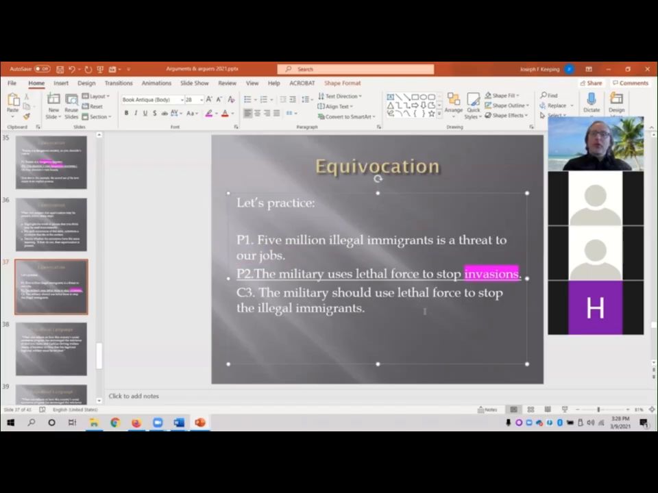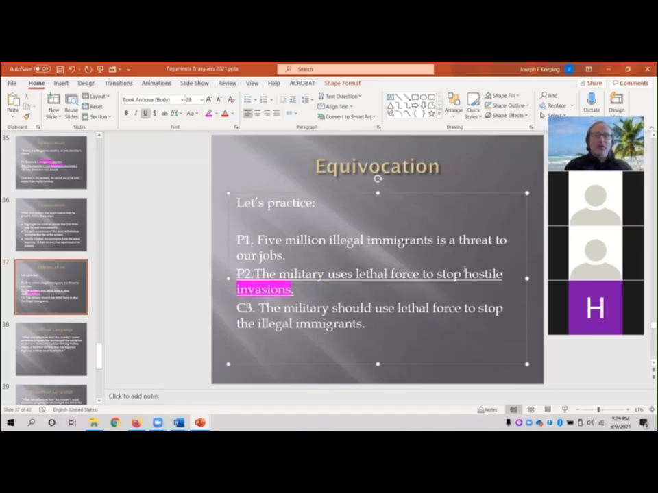Okay, the military uses lethal force to stop invasions. Now, forget about what we said in the first premise. We're just trying to find a different way of saying invasions here. So it has to be different words, but it also has to capture the meaning. It also has to make the premise true. The military uses lethal force to stop, well, how about hostile, I got it. Hostile incursions.